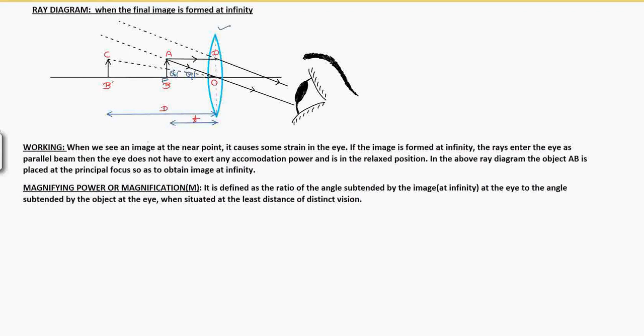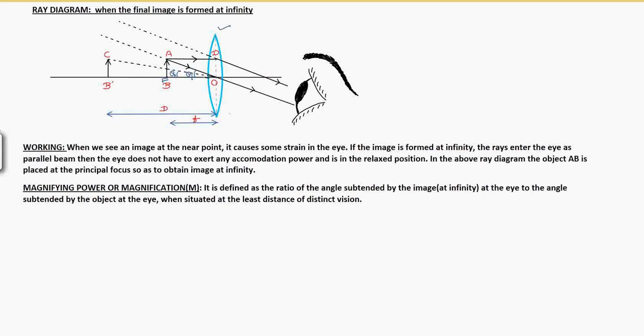Now why are we using this situation or condition? Because when we see an image at the near point, it causes some strain in the eye. If the image is formed at infinity, the rays enter the eye as a parallel beam, then the eye does not have to exert any accommodation power and it is in the relaxed position. So it is more suitable and comfortable for viewing the object for a longer time.